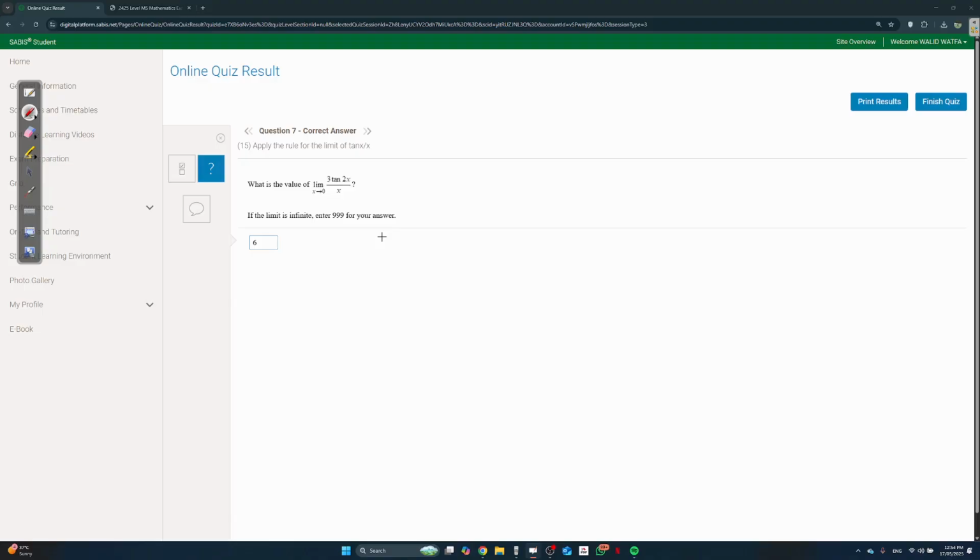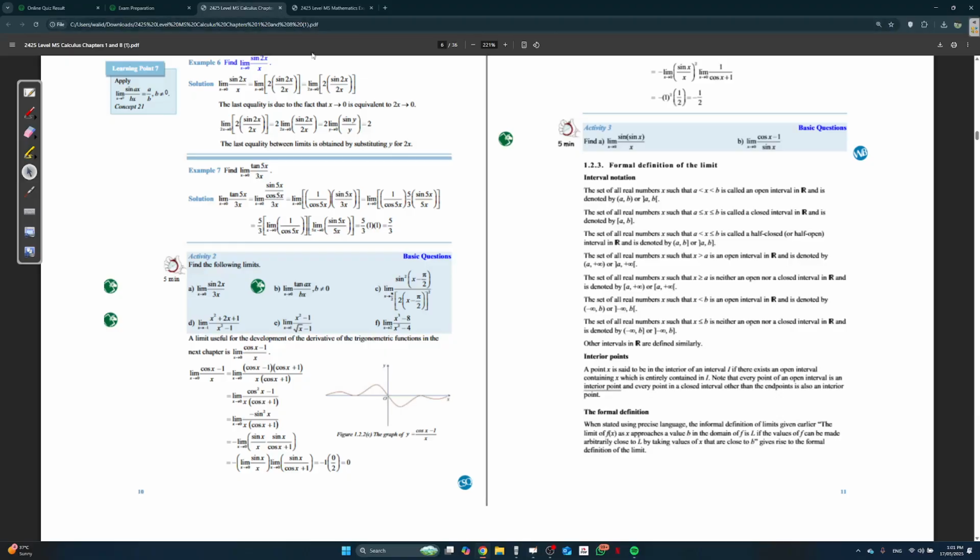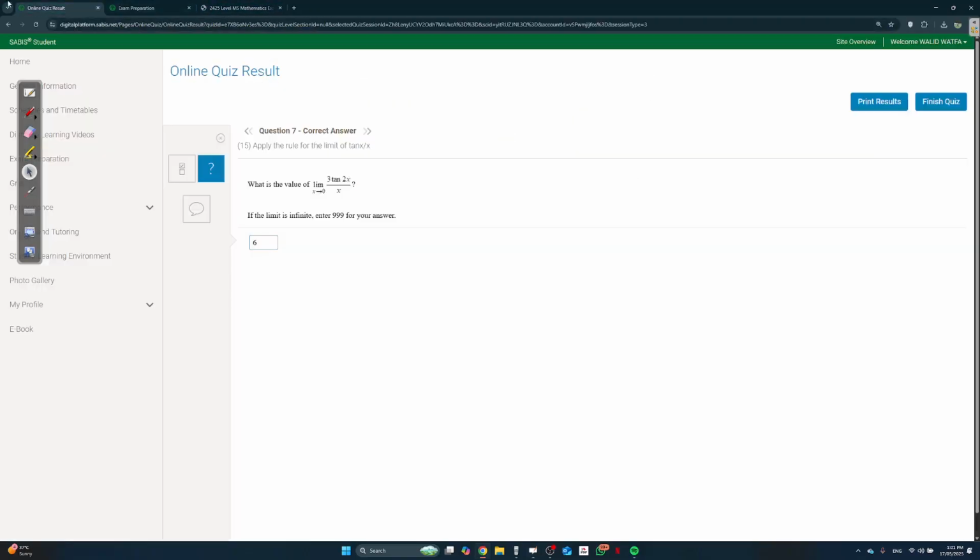Okay, what is the value of the limit as x approaches 0 of 3 tan 2x over x? For this limit, I had to check the book, because there was one of the rules I had to make sure of. Basically, for limits of tan and sine, there's a rule: as a approaches 0, the limit of sine a over a equals 1. And also the limit as a approaches 0 of tan a over a is also 1.